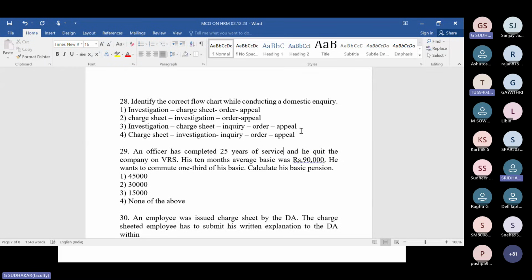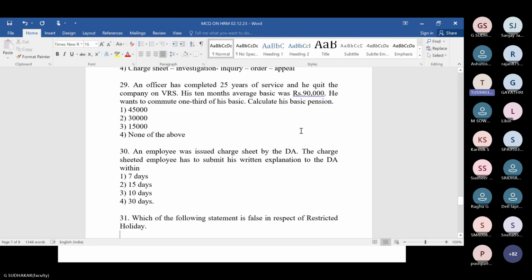So this is the confusing part of the questions. Don't worry, the DA will be paid for the full basic pension, even after commutation. Okay, now understood. Sir, 90,000 into 30 divided by 33 will be the answer, into 50%. No, madam, then divided by 2, na? 50%. Okay.